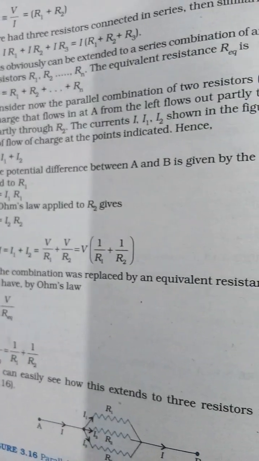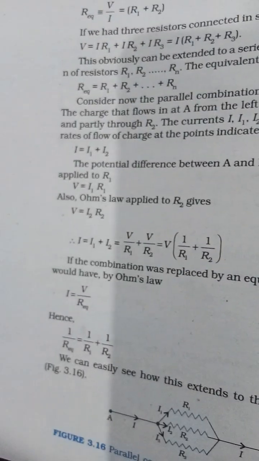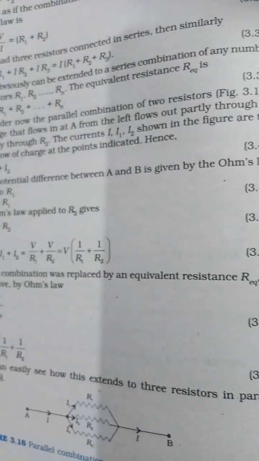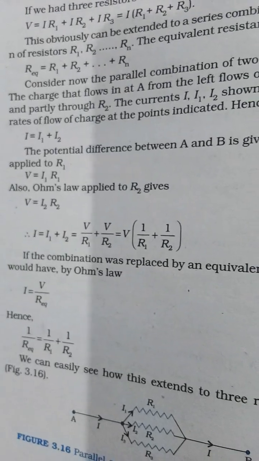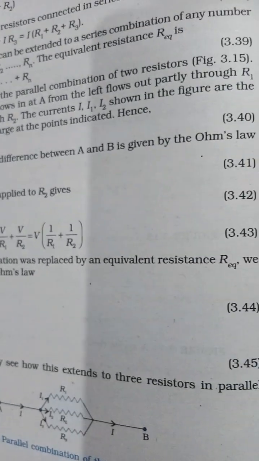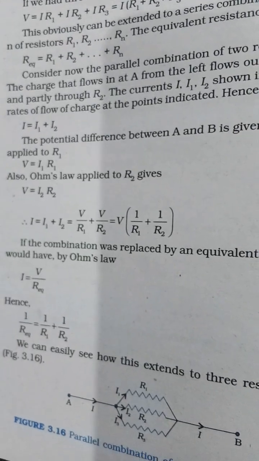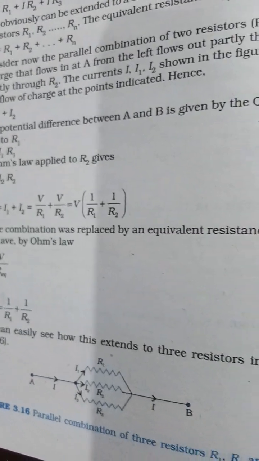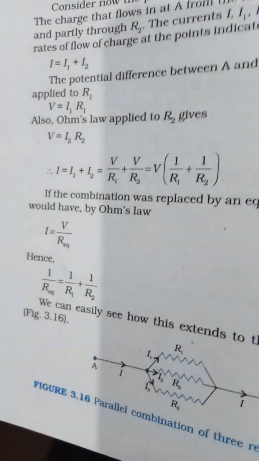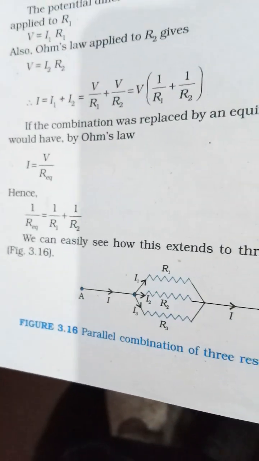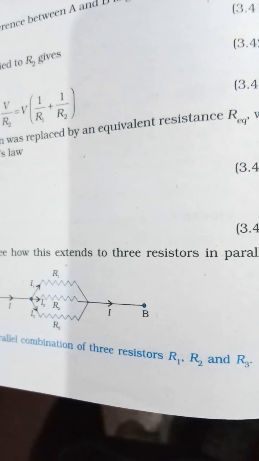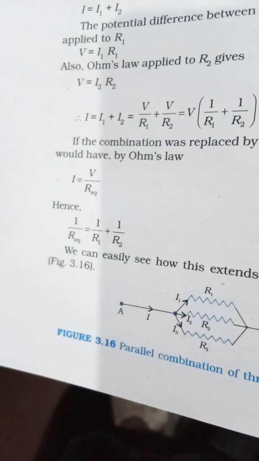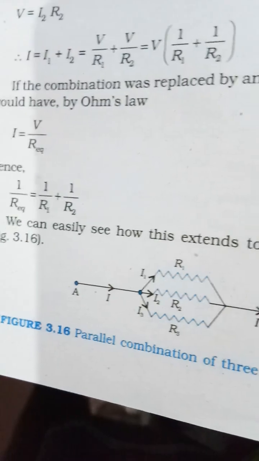Consider now the parallel combination of two resistors, figure 315. The charge that flows in at the left flows out partly through R1 and partly through R2. The currents I1 and I2 shown in the figure are the rates of flow of charge. Hence I = I1 + I2. The potential difference V is the same across both, and Ohm's law is applied. If the combination were replaced by an equivalent resistance R_eq, by Ohm's law I = V/R_eq.